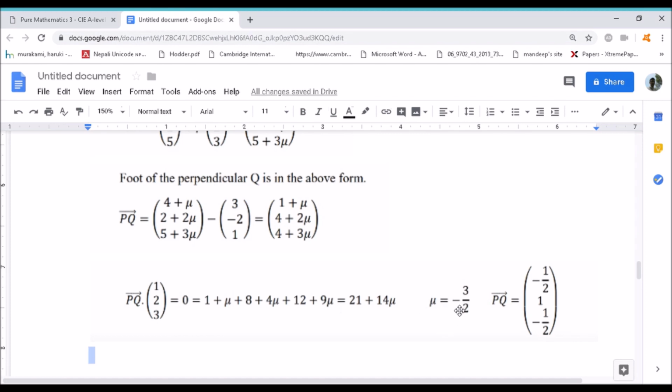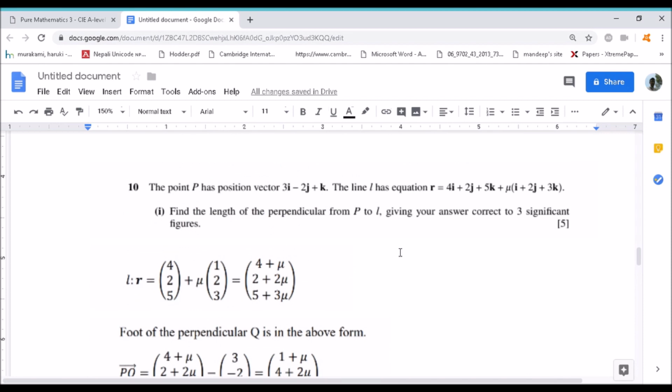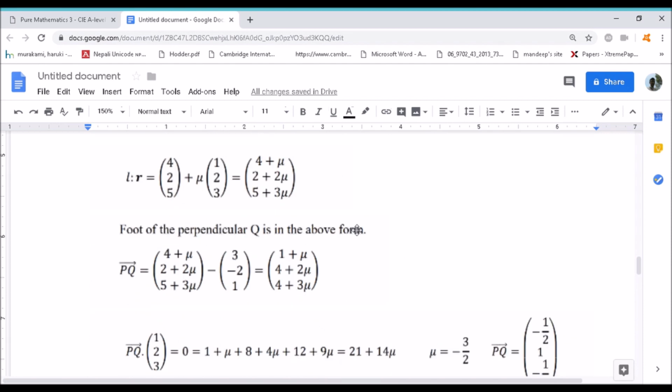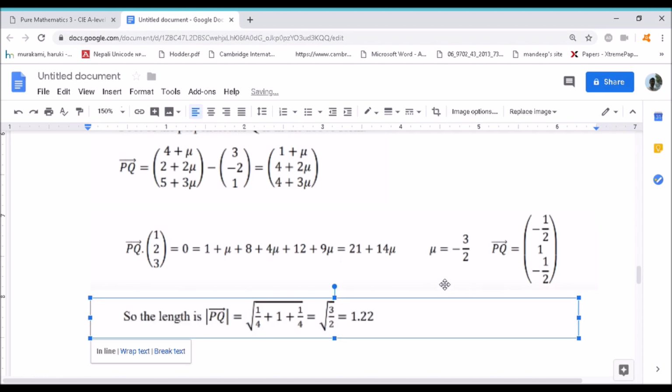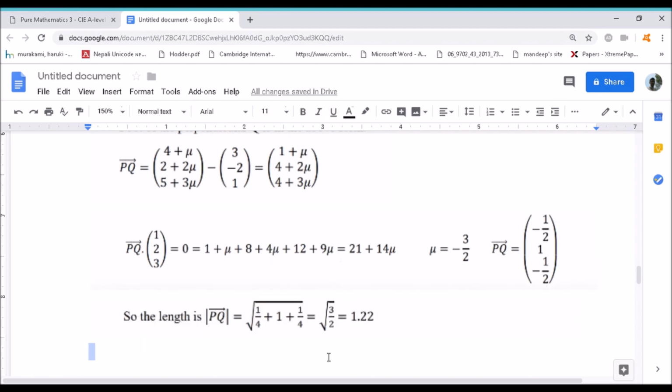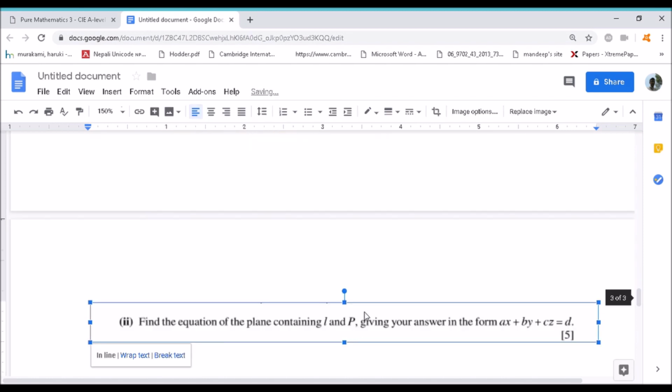U equals minus 3 over 2. After we get U equals minus 3 over 2, we replace the value of U in the equation of the PQ vector. So we get the direction of the PQ vector. So the distance will be the magnitude of PQ. So the magnitude of PQ will be the square root of minus 1 over 2 square plus 1 square plus minus 1 over 4 square. So it will be root 3 over 2. You have to write in 3 significant figures, so it will be 1.22. Moving on to the next part.